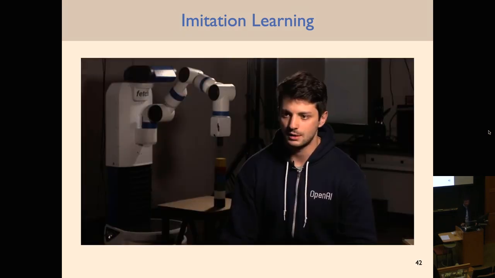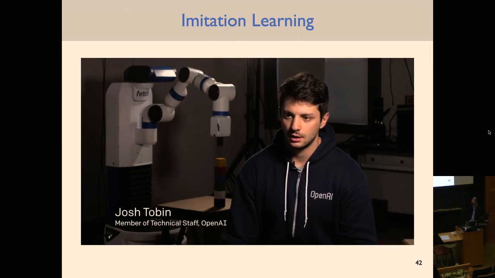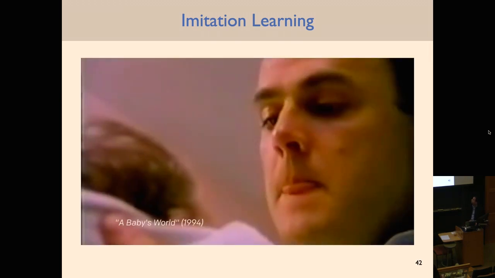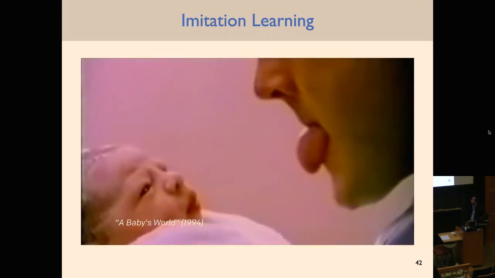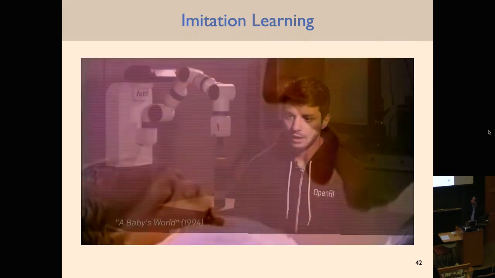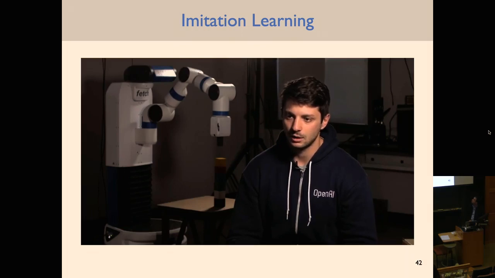Infants are born with the ability to imitate what other people do. Here, a 10-minute-old newborn sees another person stick their tongue out for the first time. In response, he sticks his own tongue out. Imitation allows humans to learn new behaviors rapidly. We would like our robots to be able to learn this way too.